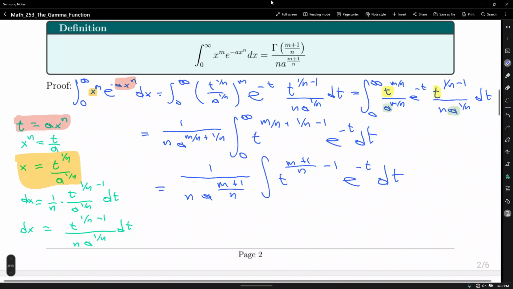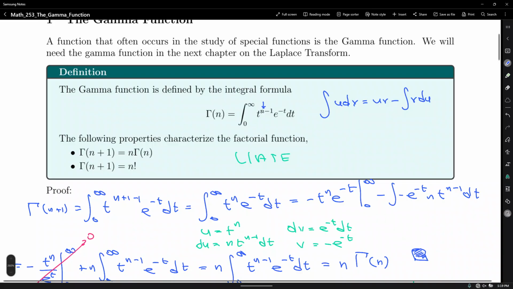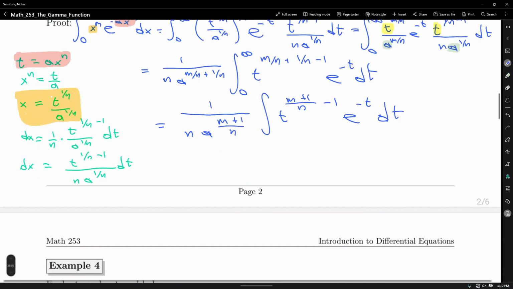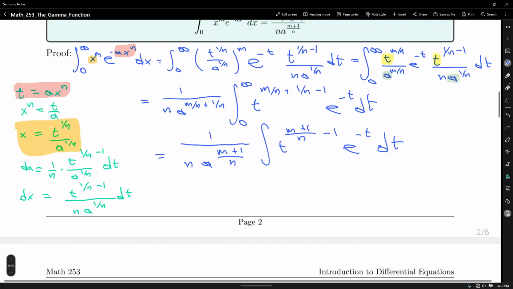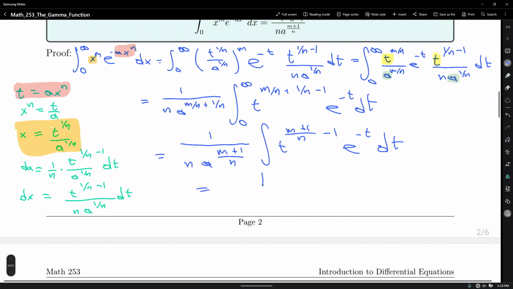Back to the definition of the gamma function, we have n minus 1. The n looks fancier, like a crazy fraction. So all this integral means is gamma of (m plus 1) over n, divided by n a to the (m plus 1) over n. That's actually a power, right? And this is n. And that's the end of the result.